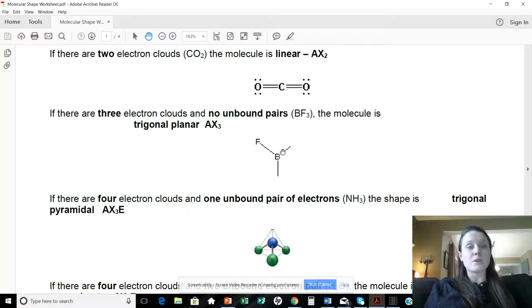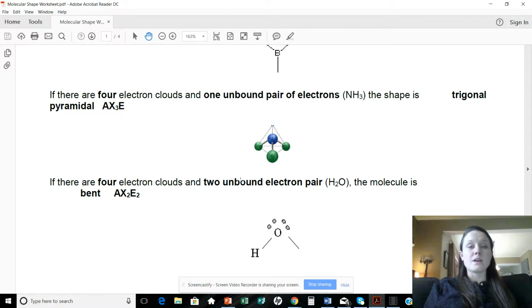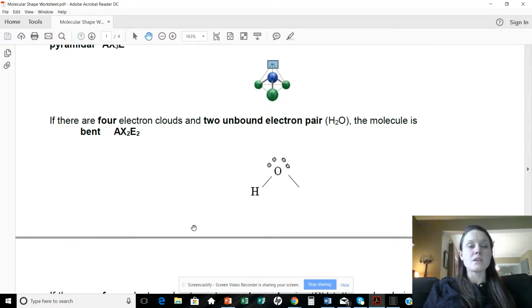AX3 would be an example of a molecule that has 3 attached atoms with no unbound pairs on that central atom. Okay. AX3E, that's an example where you've got three atoms bound to your central atom, but you have 1 pair of unbound electrons also on that central atom. So that's what we use the E for. Okay.